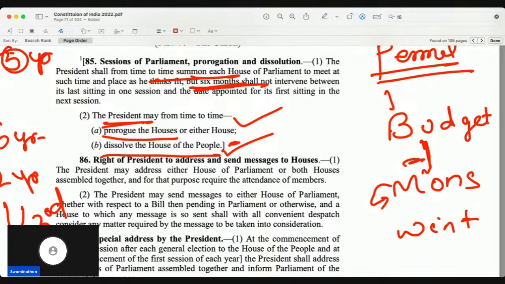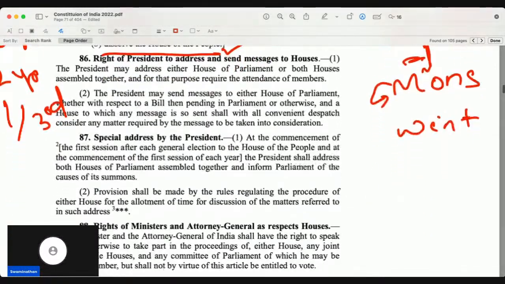Now, the maximum gap between two sessions of the Parliament cannot be more than 6 months. Within 6 months, there has to be a session of Parliament, right?